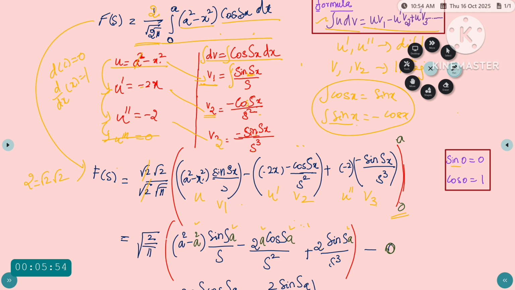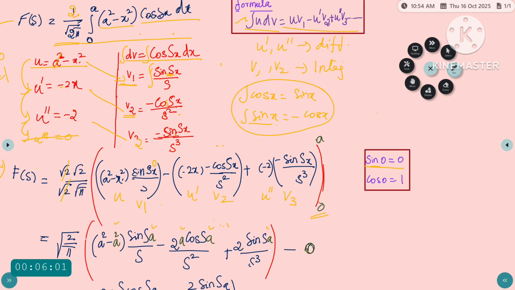0. If you apply the lower limit 0 in place of x, we get sine 0. What is the value of sine 0? Sine 0 equals 0. If you apply 0 in place of x, then sine 0 is 0. So the first term turns to 0.